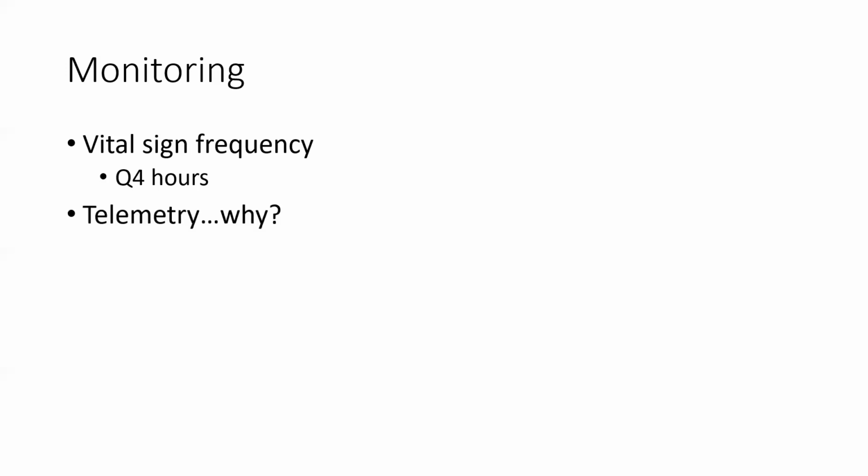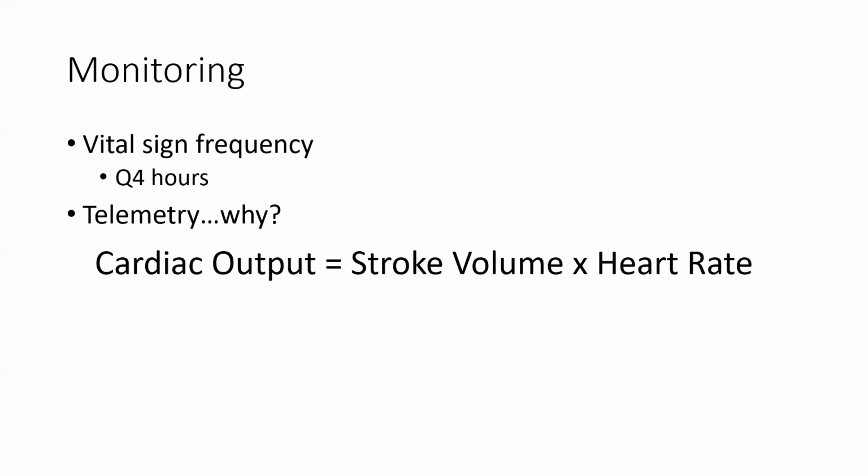And then telemetry. Why do we order telemetry? Do you guys remember from Dr. King's shock talk about why tele is important? Tachycardia is going to be the first sign of the hypovolemia from blood loss. Great. So remember that cardiac output is stroke volume times heart rate. If somebody is bleeding, their stroke volume is going to go down because they have less preload. Therefore, if stroke volume goes down, heart rate has to go up, and tachycardia will be the first sign that somebody's having a more significant bleed.